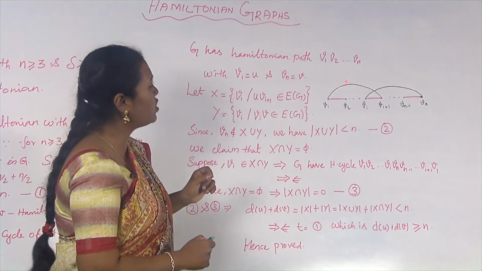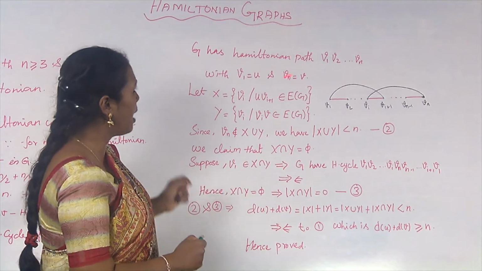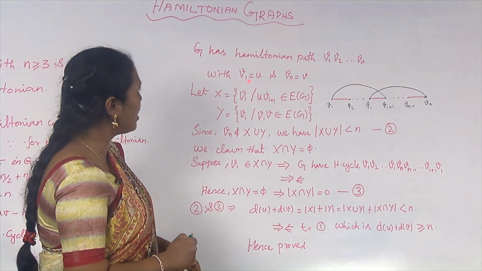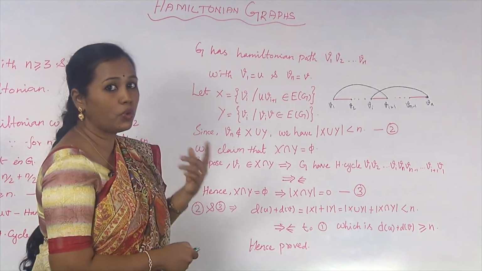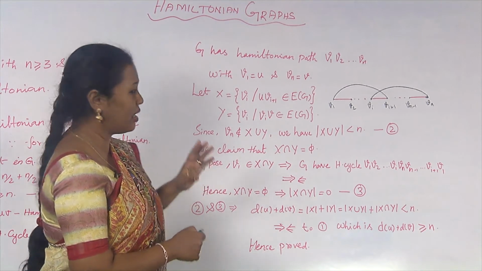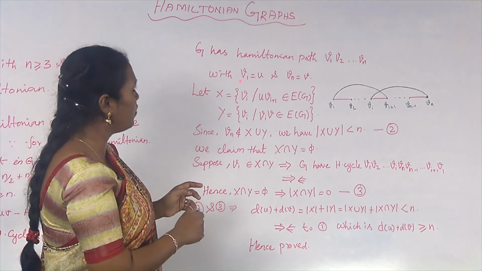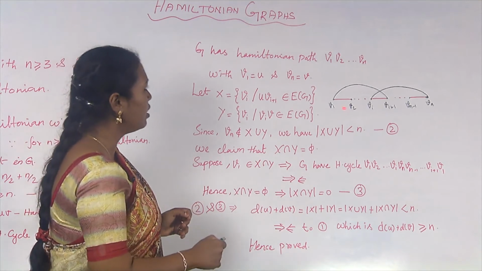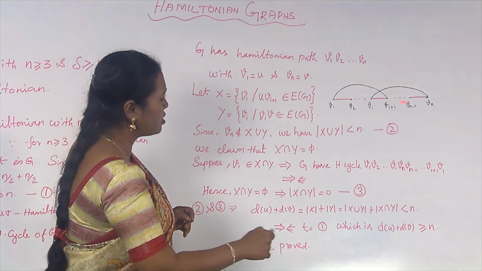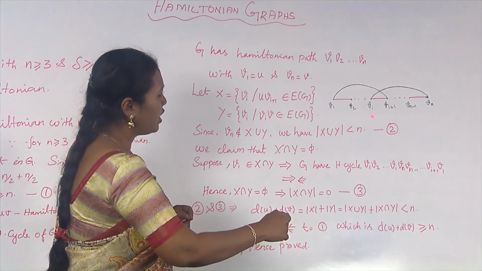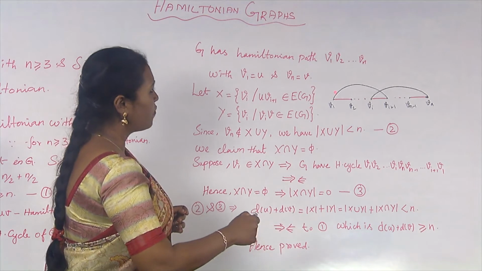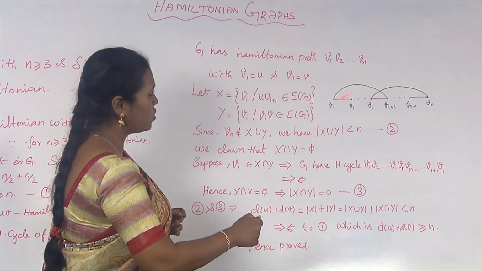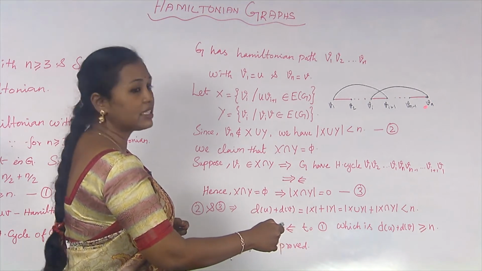So, V1, V2 and so on up to Vn is a Hamiltonian path, and let us say that V1 is U and Vn is V. Obviously, U and V were non-adjacent in G, and keeping that in mind, V1 is U and Vn is V. Let us now draw them like this: V1, V2, and so on up to Vi, Vi plus 1, and so on up to Vn minus 1, Vn. V1 is the vertex U and Vn is the vertex V.